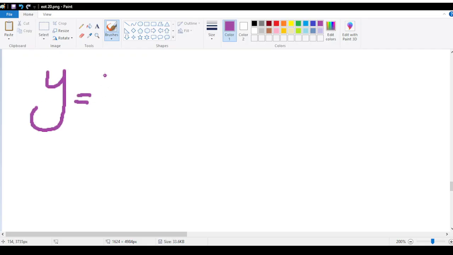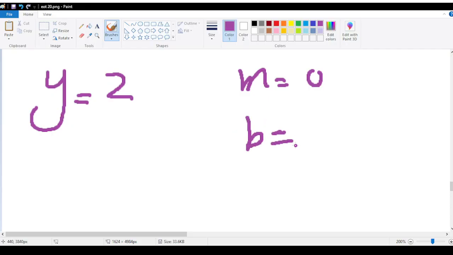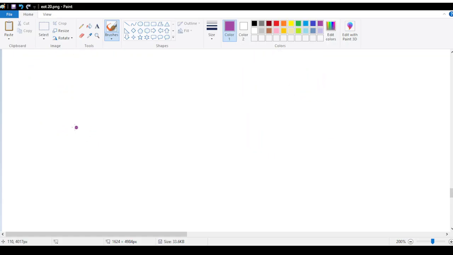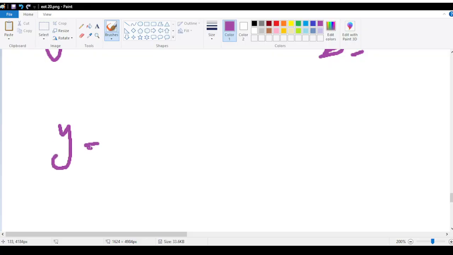Now y equals 2. What is the m here? Is there any x here? No. So m equals 0. What is the value of b? 2. Okay. Another question. y equals 3x plus 1. What is the m? 3. And what is the b? 1. Good.